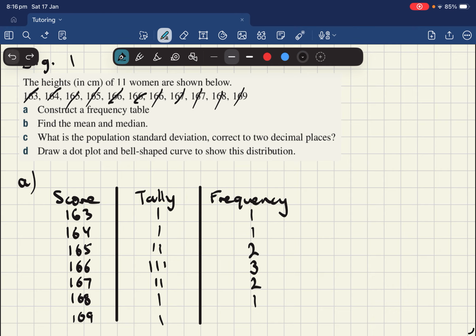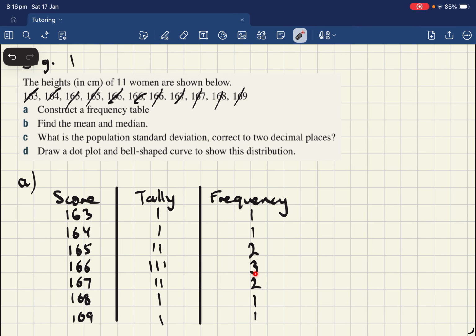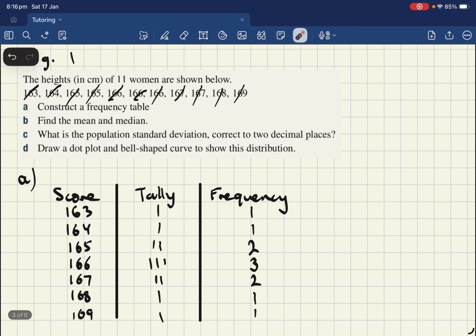So you can even see just by looking at it, we get a bit of a symmetry happening, right? Our biggest value is in the middle and it goes down as we go out. So we're already kind of expecting, just by looking at it, a normal distribution. So now that we've done this, it's asking us to find the mean and the median.